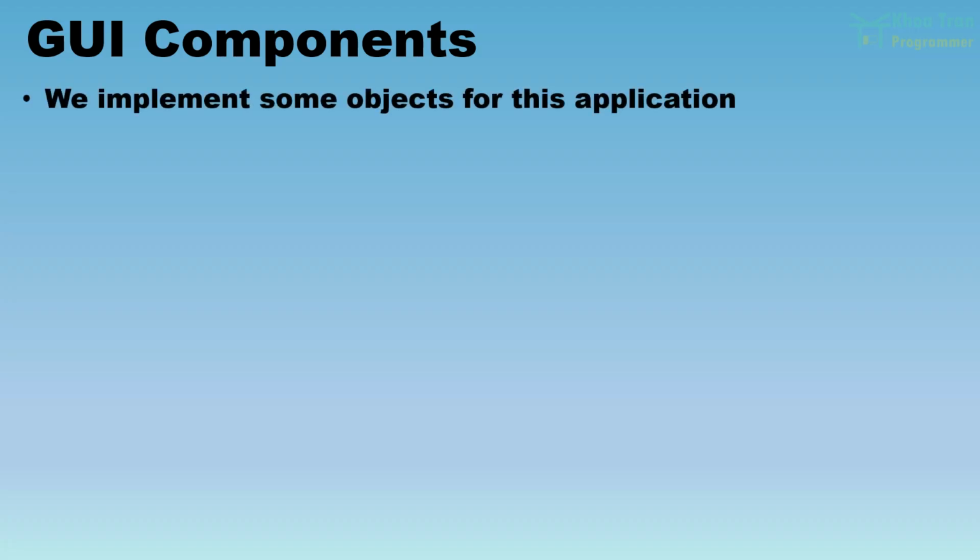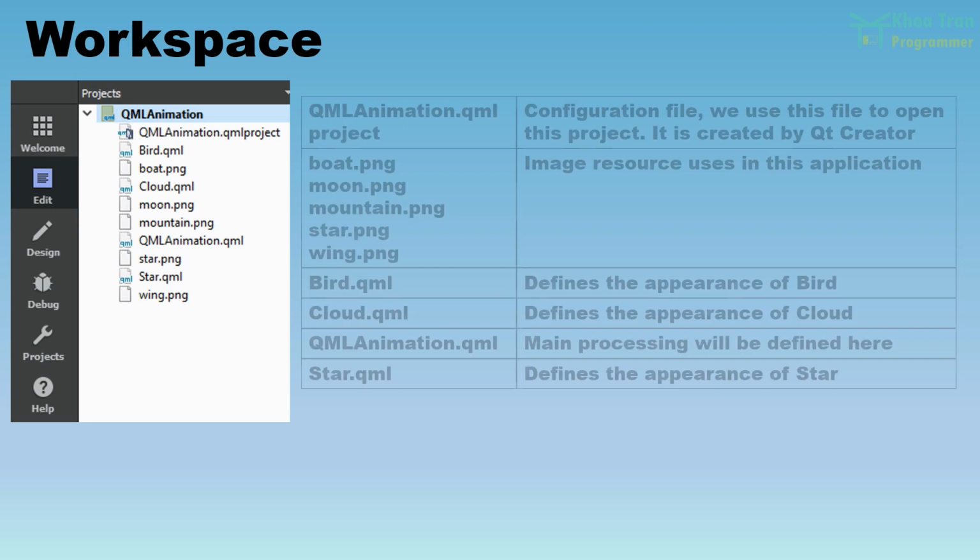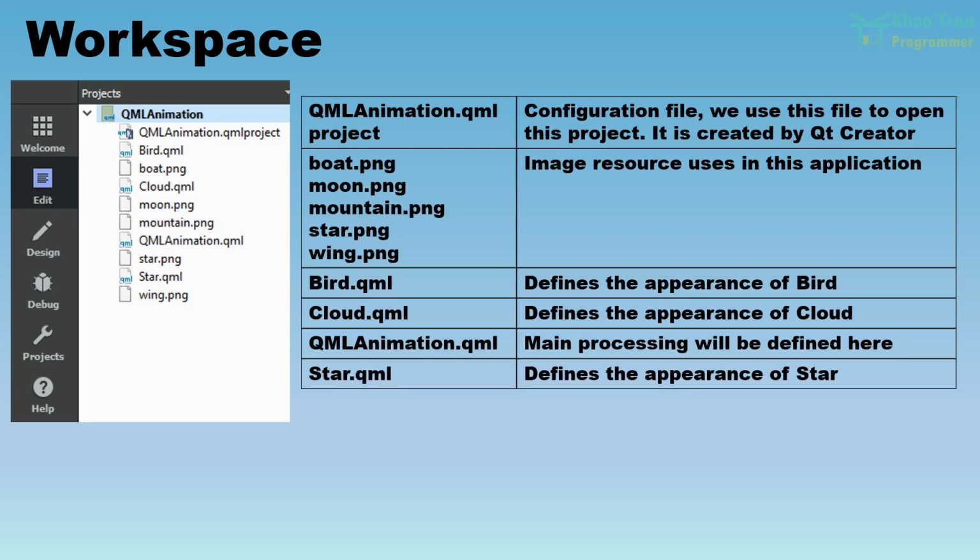GUI components. We implement some objects for this application: mountain, sky, sun, moon, cloud, boat, star, bird, sea. Workspace. This is the workspace of this application. It includes some pictures and QML files.